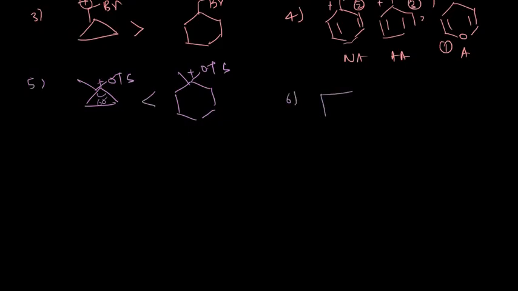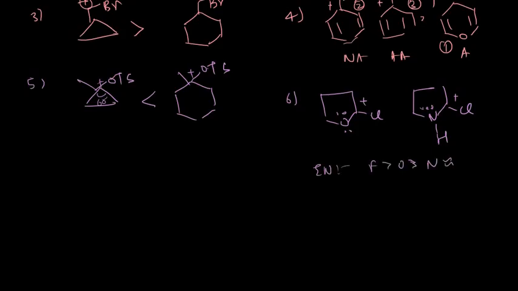Sixth, let's try Cl, N, Cl, then H. The oxygen and nitrogen both have lone pairs. Here the positive charge will come, here the positive charge will come. So nitrogen will donate its lone pair to the carbocation. With the electronegativity order, we know it is fluorine, oxygen, nitrogen, then chlorine. Oxygen has more electronegativity, so nitrogen has more electron donating tendency. So it is this order.